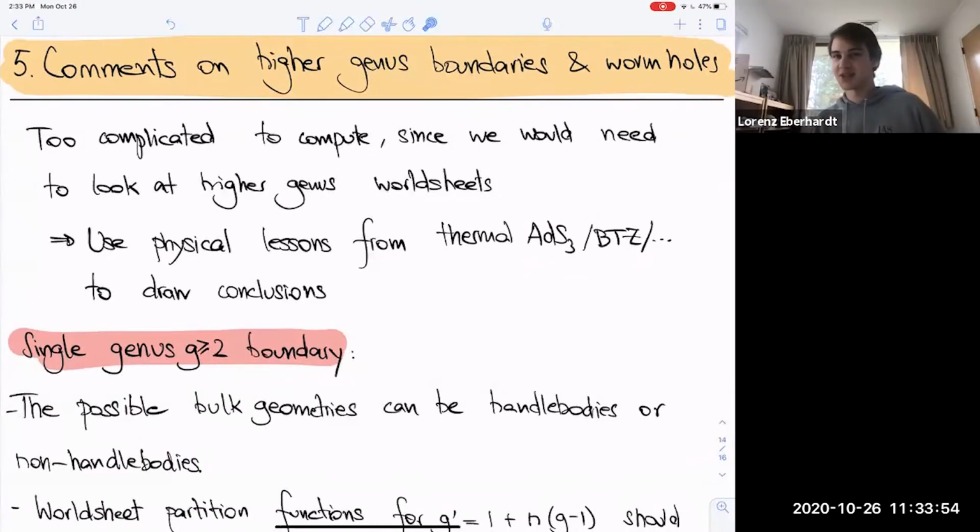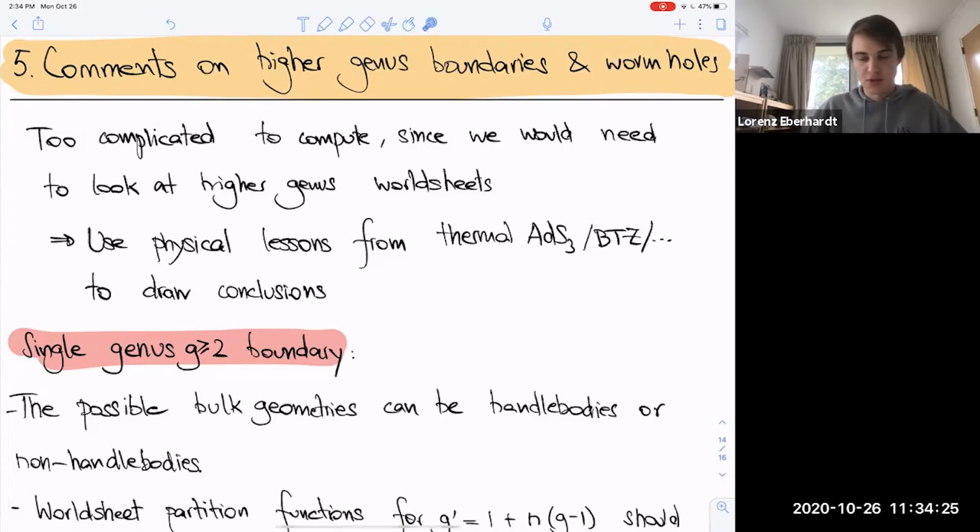So now I will just comment on how I would expect the higher genus case to generalize, and also the physically interesting case where you have a wormhole. But again, this is too complicated to compute for me at the moment, because you need to, first of all, look at higher genus boundaries, but you also need to look at higher genus worldsheets. In particular, my argument that the higher genus worldsheet partition functions don't contribute was specific to the case where the boundary is a torus. So here, this will not be true.